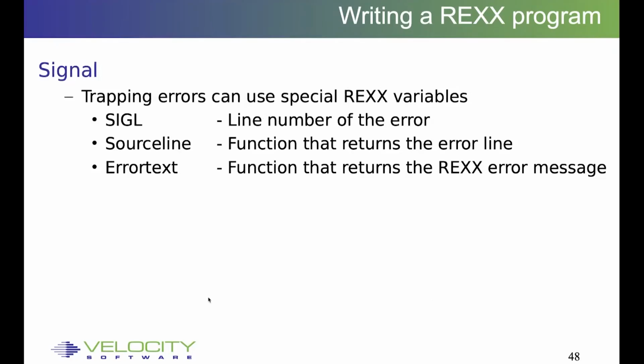Trapping errors in a program using signal allows the use of special REXX variables. Sig_L is the line number of the error. Source line is the actual line in the program that caused the error. And error text is the REXX error message that would be generated because of that error.